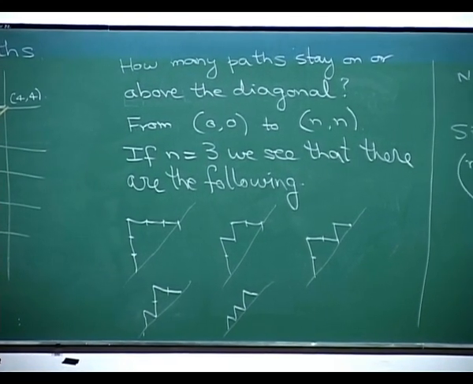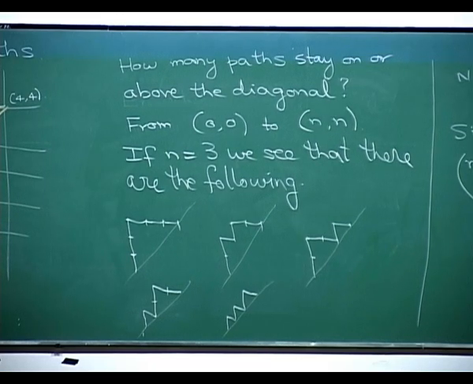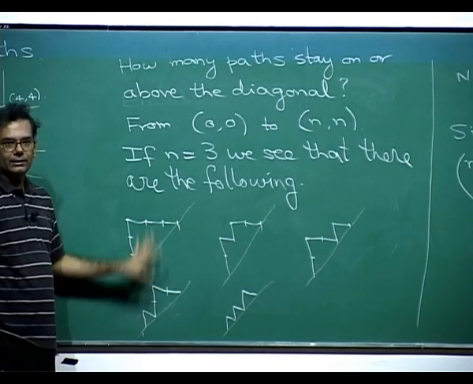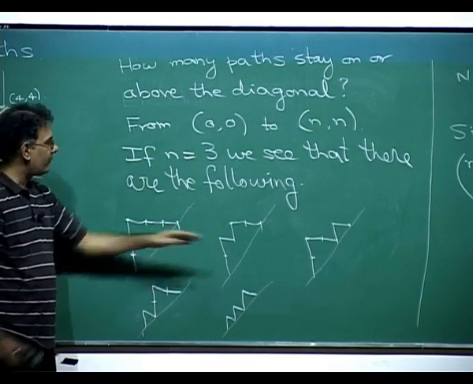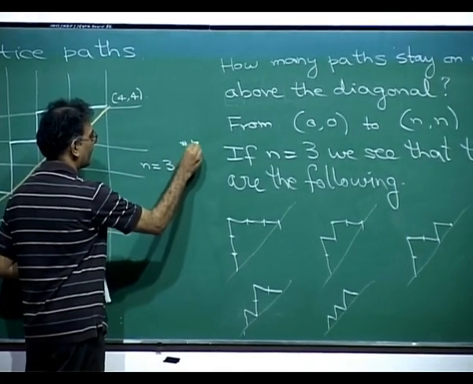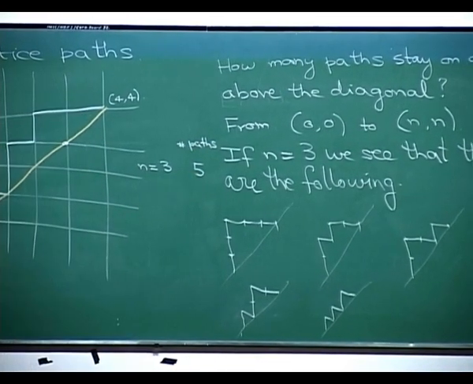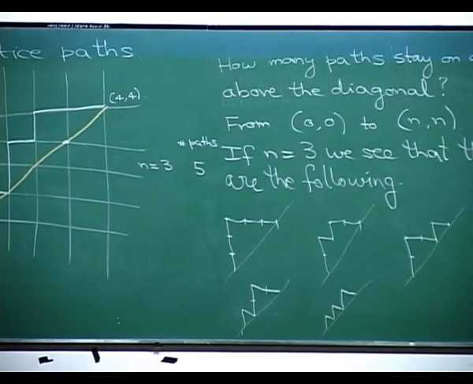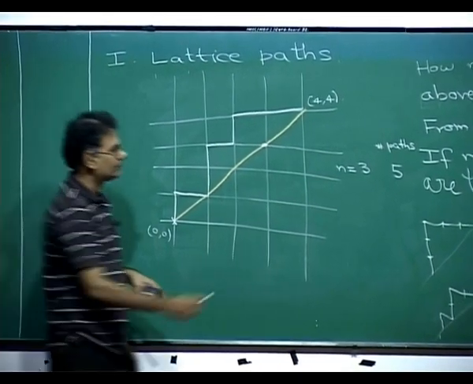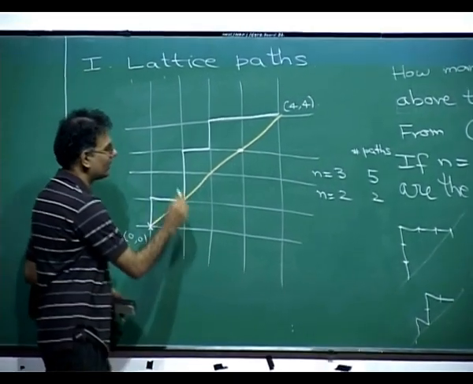Although the number of paths, of course, is 6 choose 3, that's 15 paths. There are 15 paths totally, but of which 10 of them will violate the condition and they will go below the diagonal. Only 5 of them do not violate this condition. So the number for n equal to 3 is 5. So when n is 3, the number of paths is 5. So let me also do n equal to 2, it's an easier one. When n equal to 2, either you do this or you do this. There are only 2 paths. When n equal to 1, of course, there is only 1 path.